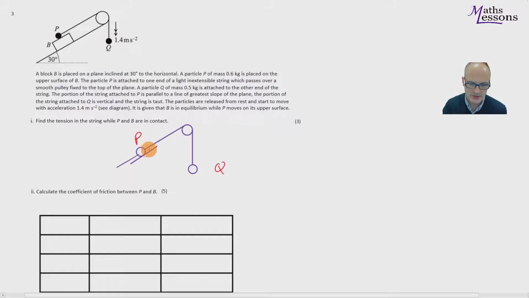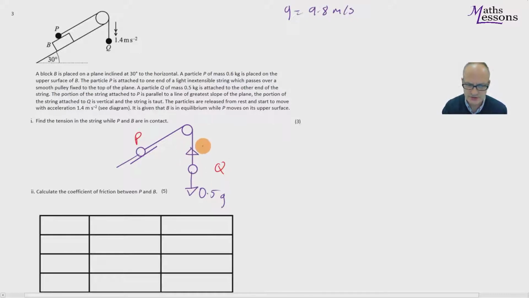So what we're going to do is start this question by looking at P and Q, because it says find the tension in the string while P and B are in contact. Well, actually, the simplest way, ironically, is not to look at P, it's probably to look more at Q. But anyway, let's draw all our forces on the system. So if we've got Q here, we're going to have its weight going down. And Q was 0.5 kilograms, so it's 0.5g, g being, we're going to use g as equal to 9.8 meters per second squared in this question.